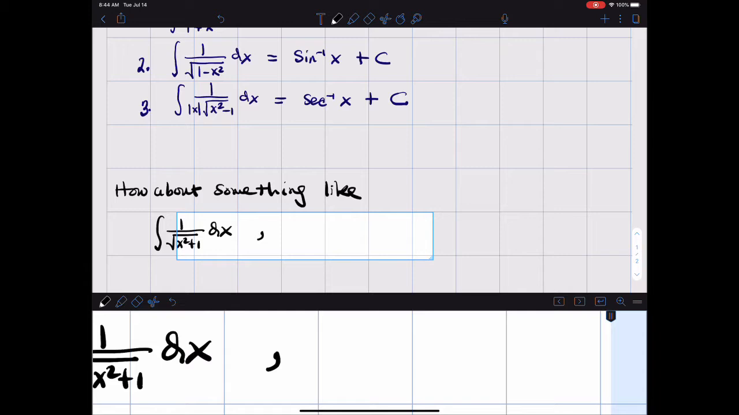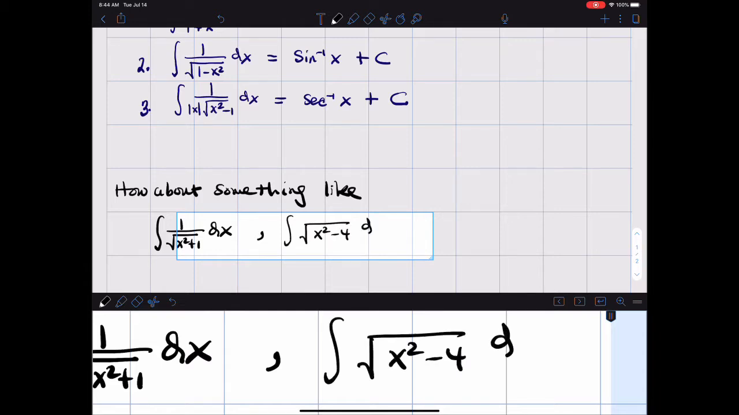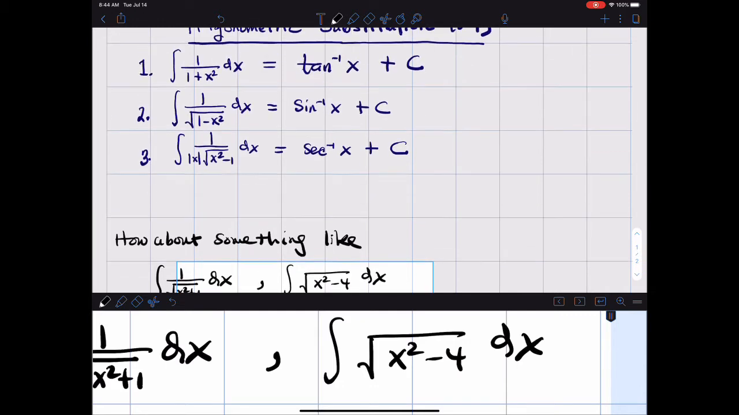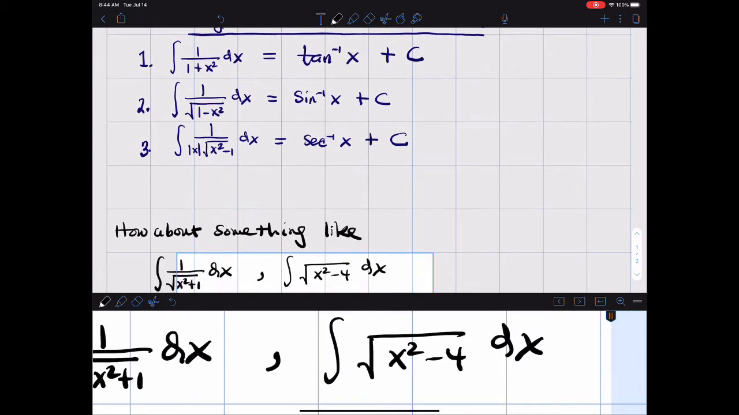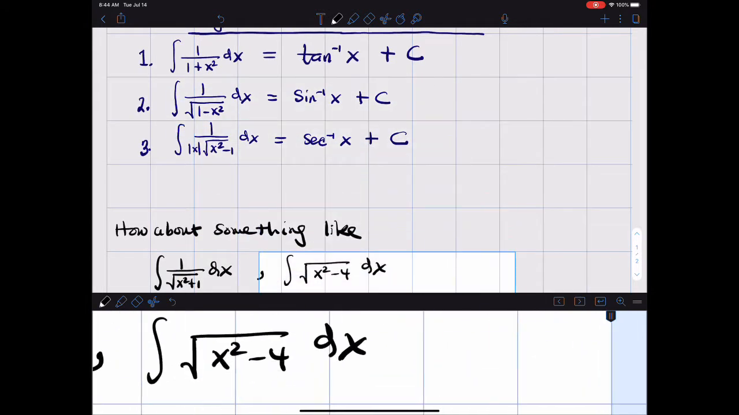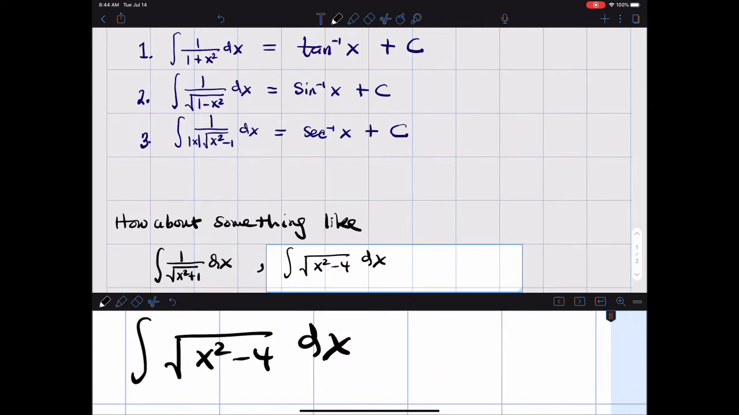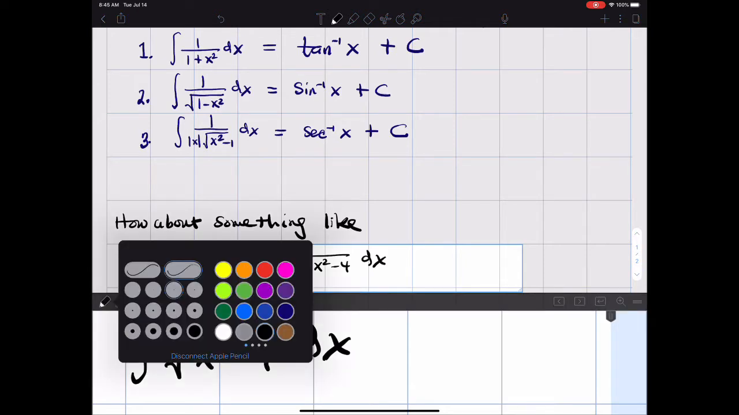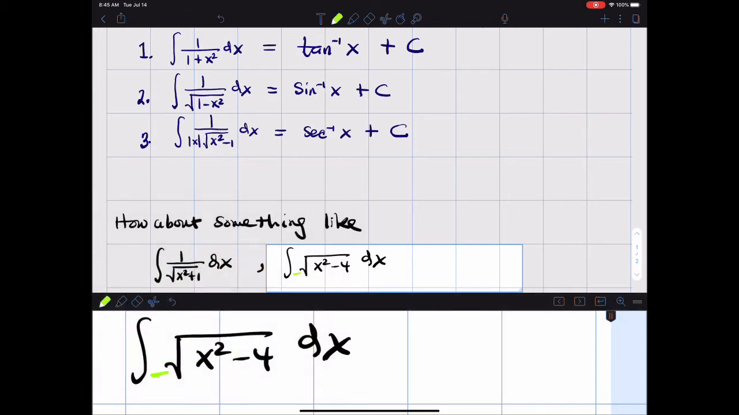Okay, how about something like the integral of square root of x squared minus 4 dx? Okay, we have something like 1 minus x squared, but this is going to be difficult. If we use u substitution, let's say we start by saying let u be x squared minus 4. If you take the derivative, you get 2x. There is no x outside, there's no x somewhere here to cancel out with the 2x. So that makes it difficult.